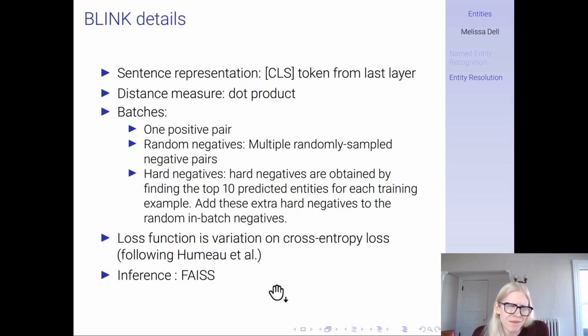So what are the details? The sentence representation is the class token from the last layer. This is before ColBERT-era findings that you're better off representing documents as the mean average token representation instead of using the class token. The distance measure is just the dot product like we've seen before. What are the batches for training? Well, there's one positive pair in each batch. Random negatives, so there are multiple randomly sampled negative pairs. And then hard negatives are obtained by finding the top 10 predicted entities for each training example, and they add these hard negatives into the batch of random negatives. And so the loss function is a variation on cross-entropy loss following this Humeau et al. paper that was an early application of bi-encoders to retrieval, and they do inference with FAISS.